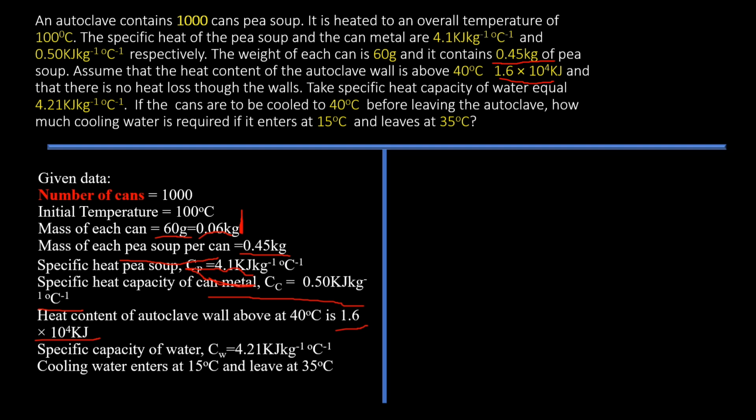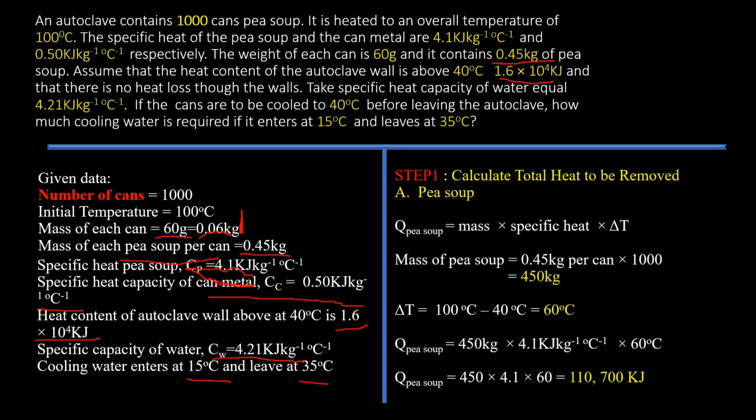We're told that the specific heat capacity of water is 4.21 kilojoule per kilogram per degree Celsius, and we're given that the water enters at 15 degrees and leaves at 35 degrees. If water enters and begins to absorb that heat, the temperature of the water will have to increase. Let's proceed. Then we need to calculate the heat removed from the pea soup.